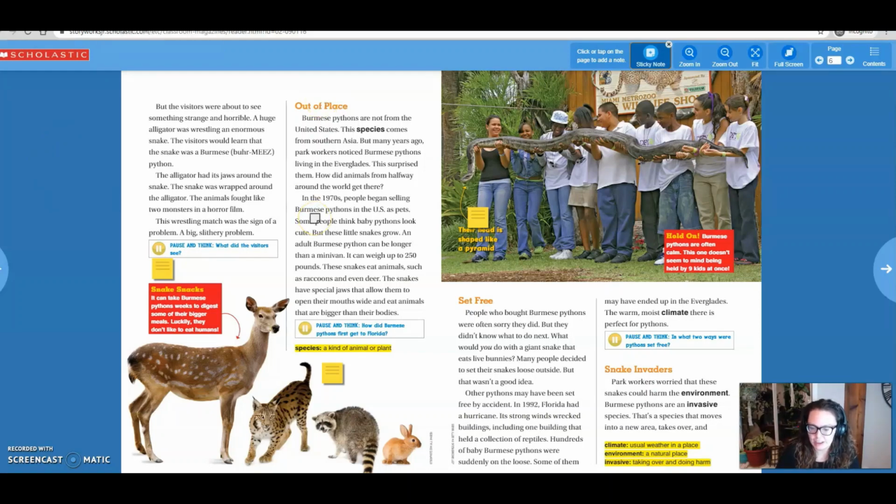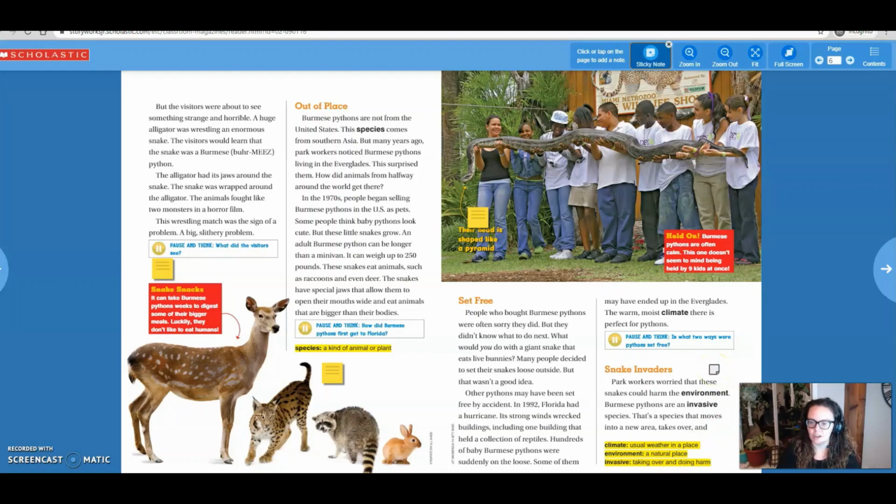Other pythons may have been set free by accident. In 1992, Florida had a hurricane. Its strong winds wrecked buildings, including one building that held a collection of reptiles. Hundreds of baby Burmese pythons were suddenly on the loose. Some of them may have ended up in the Everglades. The warm, moist climate there is perfect for pythons. And under here it says climate, usual weather in a place.